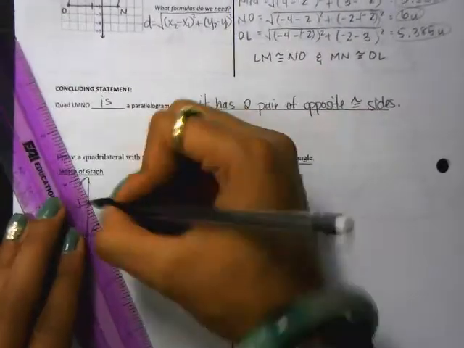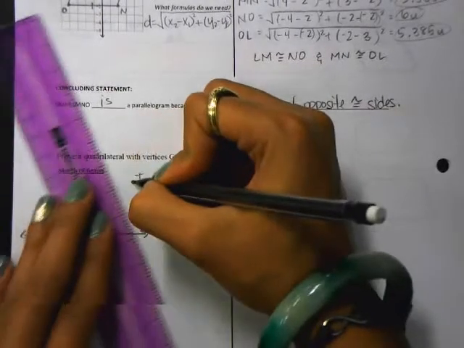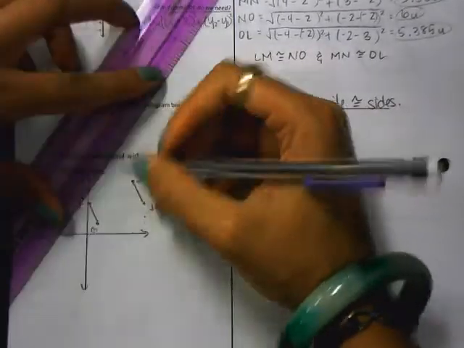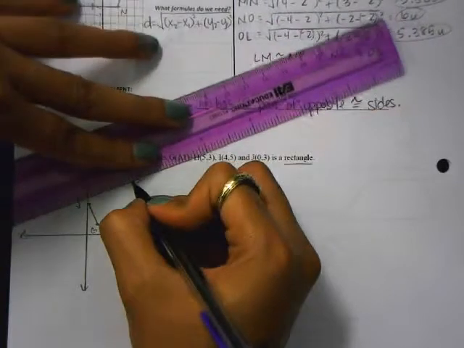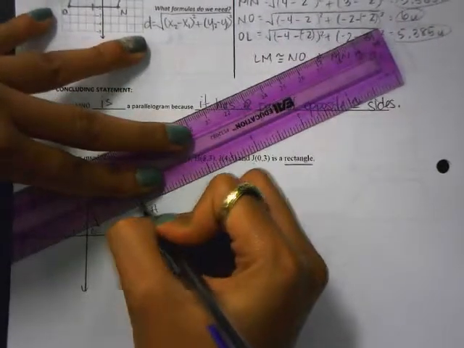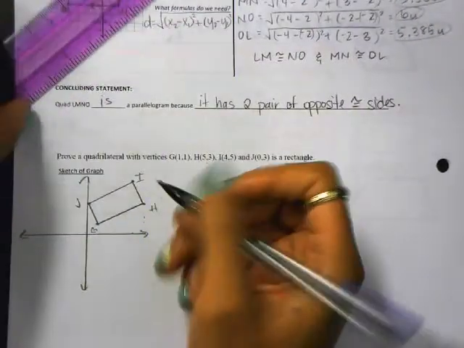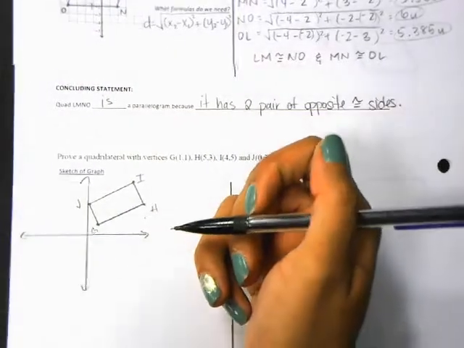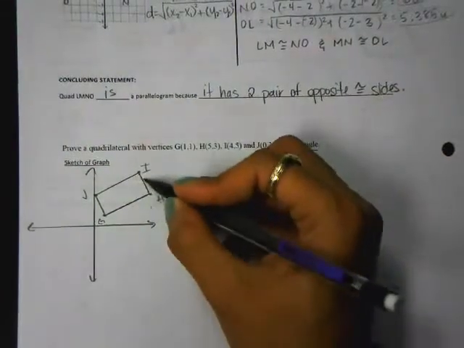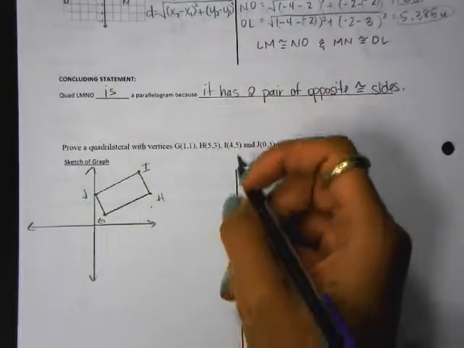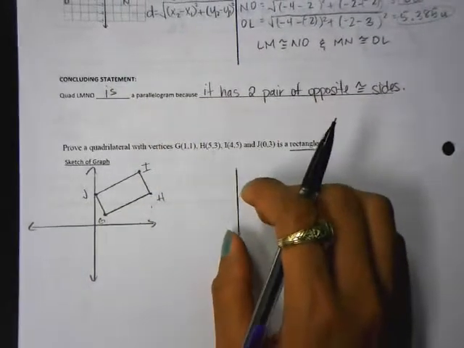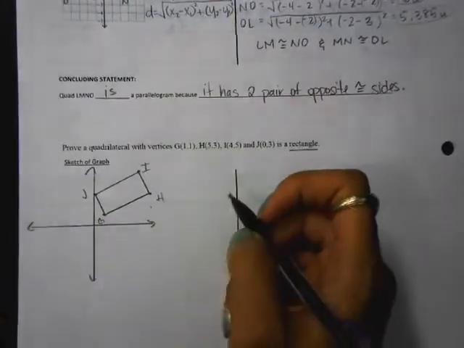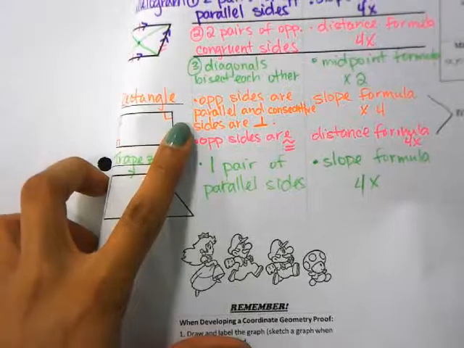So, going back to a rectangle, what is a rectangle? For a rectangle, we need to do the slope formula 4 times to prove that opposite sides are parallel and consecutive sides are perpendicular. Then we do the distance formula 4 times to prove that opposite sides are congruent. Now again, if you want to go on without me, please do it without me. You do not have to wait for me. I'm going to continue doing it up here.